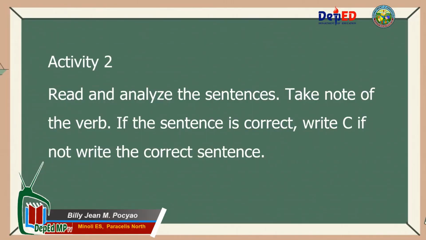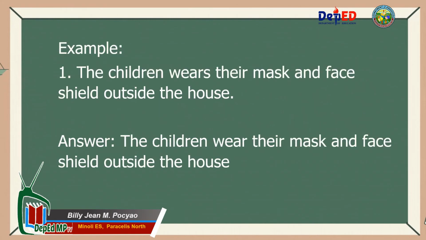Activity 2. Read and analyze the sentences. Take note of the verb. If the verb is correct, write C. If not, write the correct sentence. Example, the children wears their mask and face shield outside the house. The correct answer is the children wear their mask and face shield outside the house. The word children there is plural, so it's not correct to use wears. It should be wear.